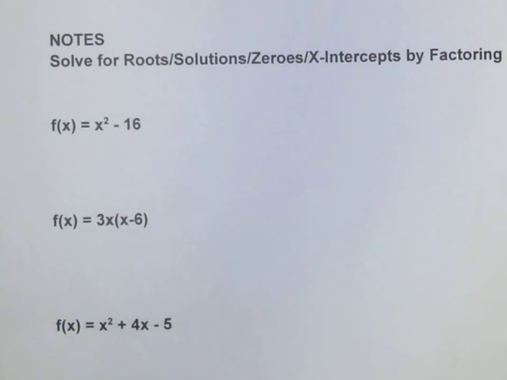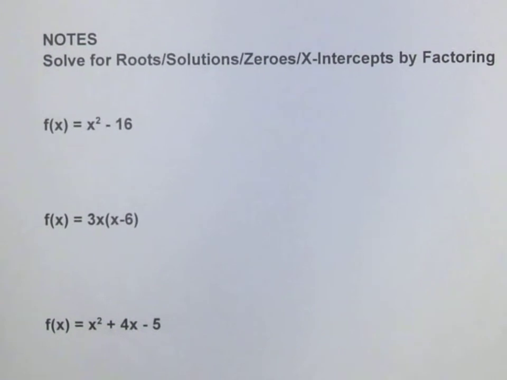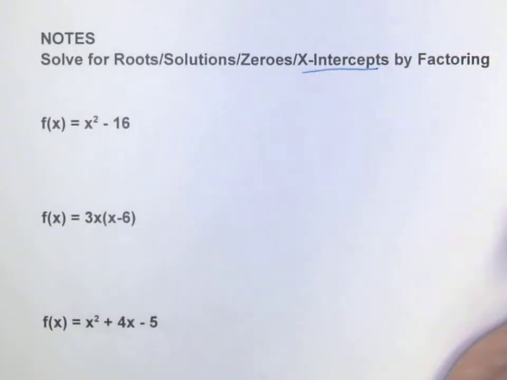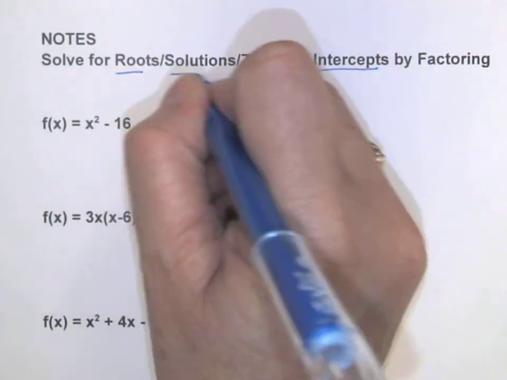We've been talking about quadratics. A quadratic graph is a parabola, and we've also talked about an important part of quadratics is where they cross the x-axis. We call those x-intercepts. We also call them roots, solutions, zeros. They're all the same thing.